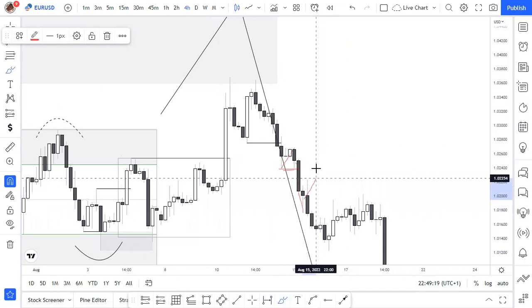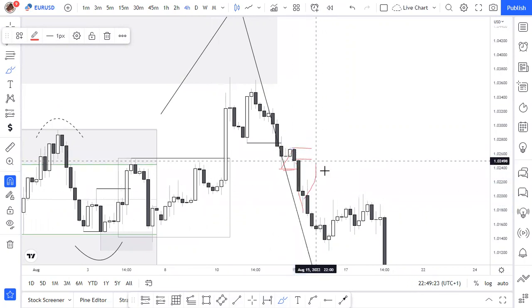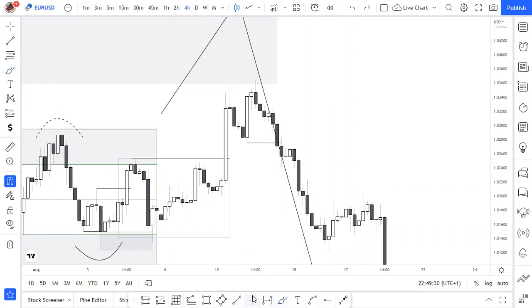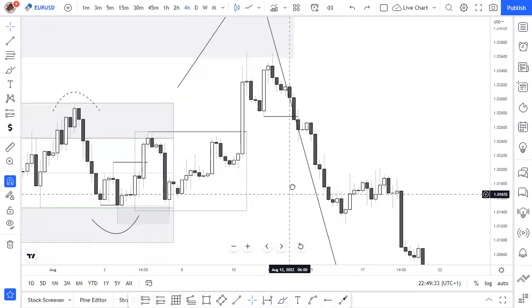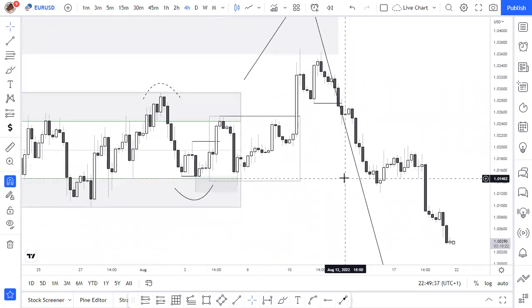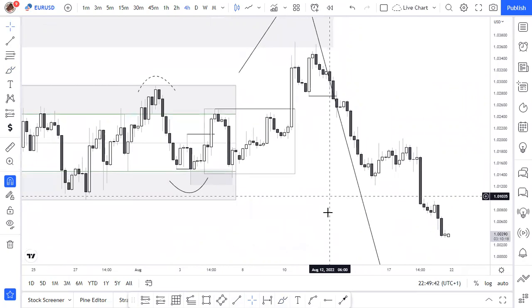So if price pulled back maybe into this supply here, then I could have looked for sells to take. But with that being said, it wasn't really very clear, it wasn't defined the way I wanted to see it. But that's just what price does. It won't always be clear.